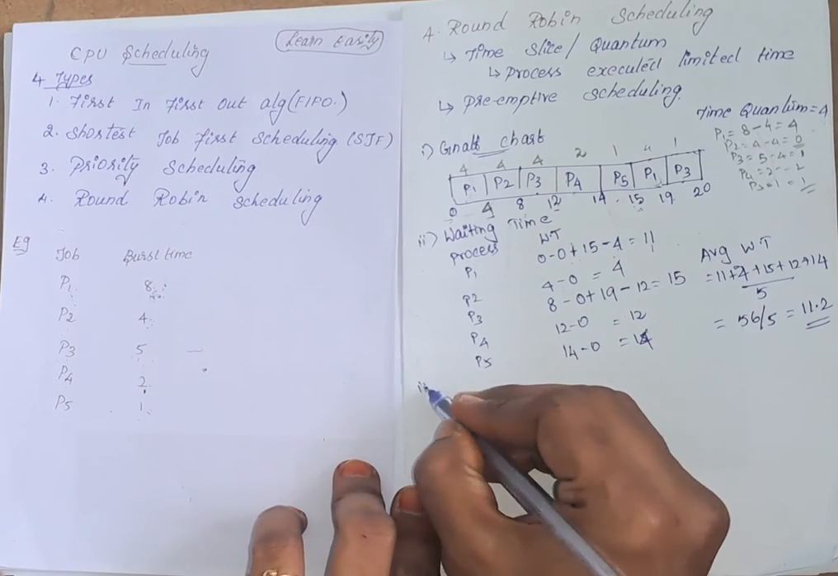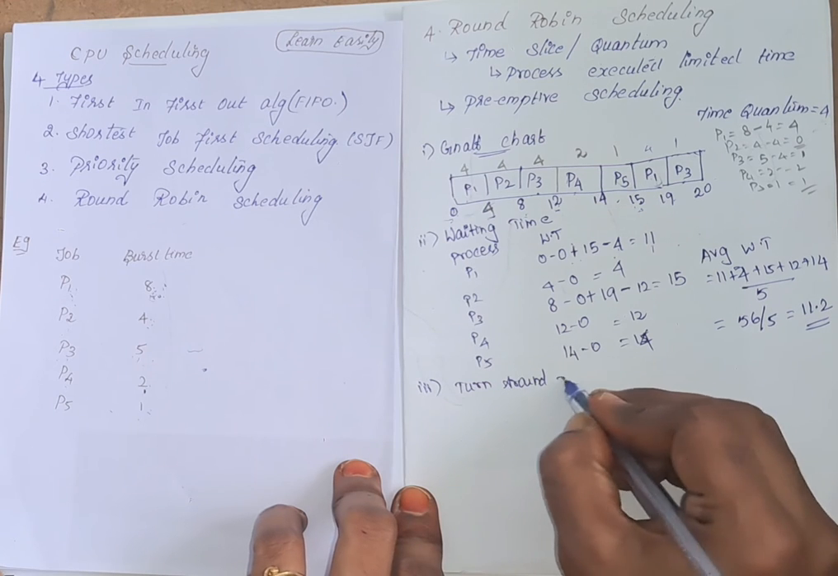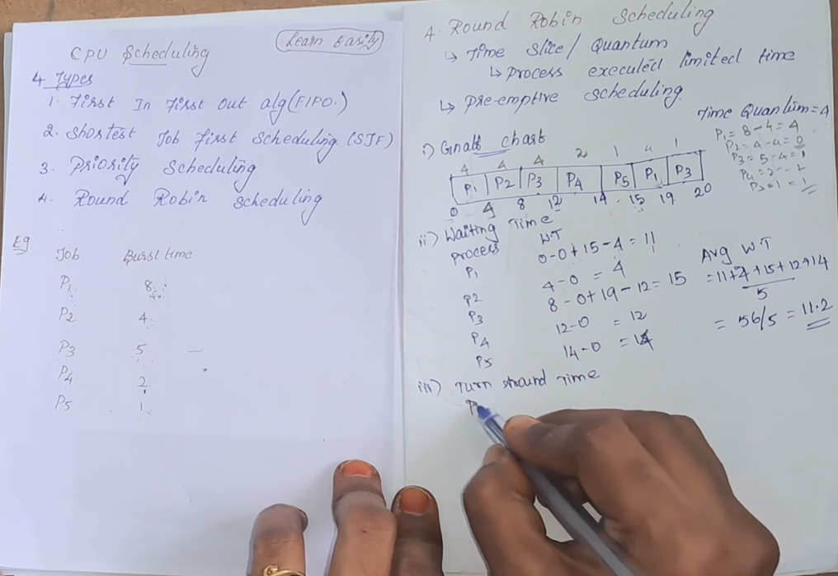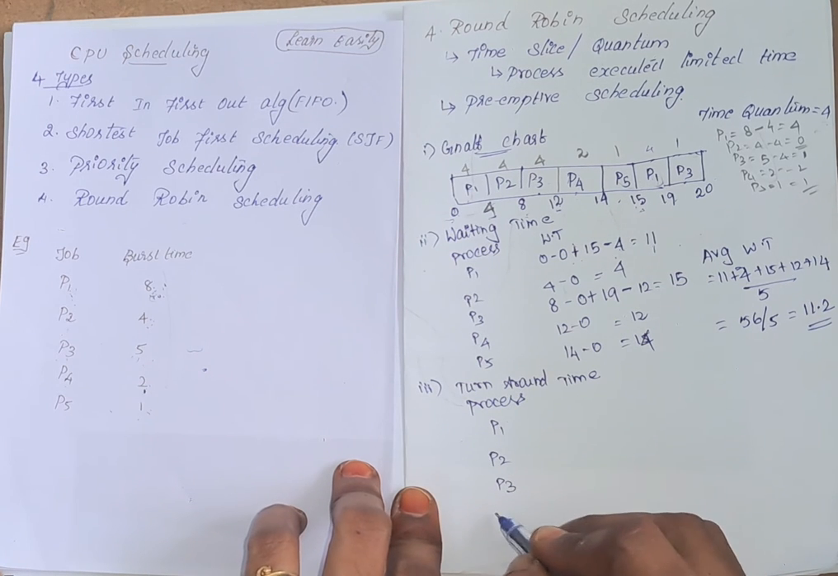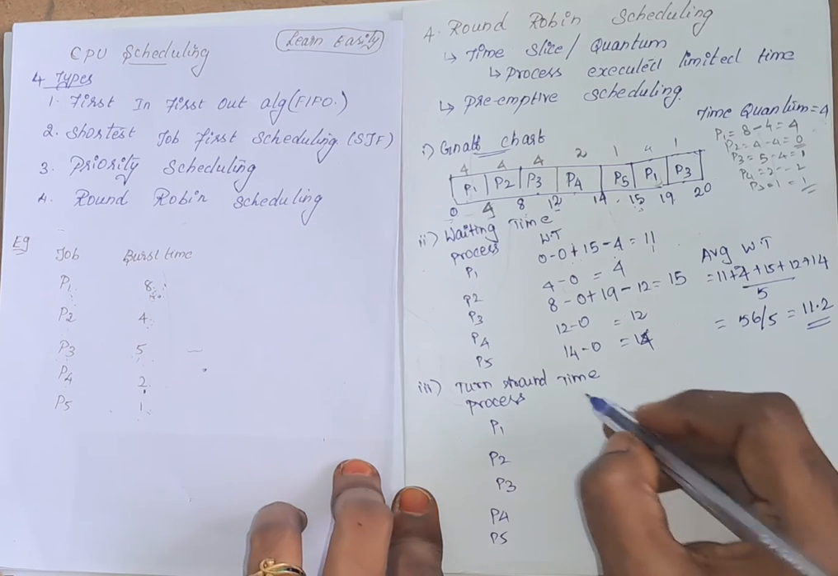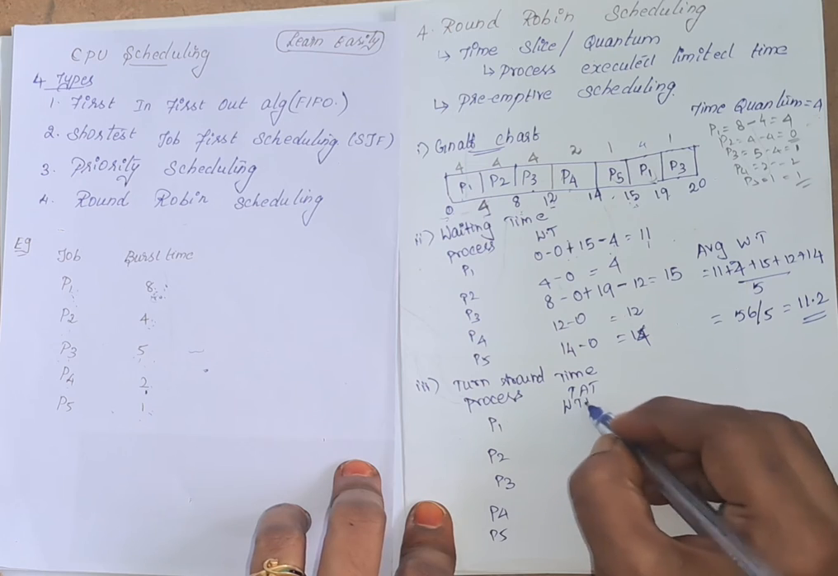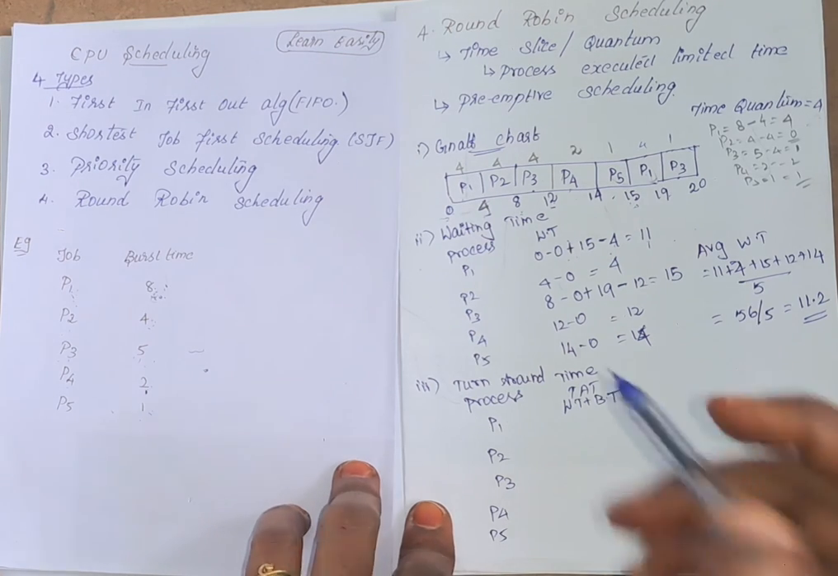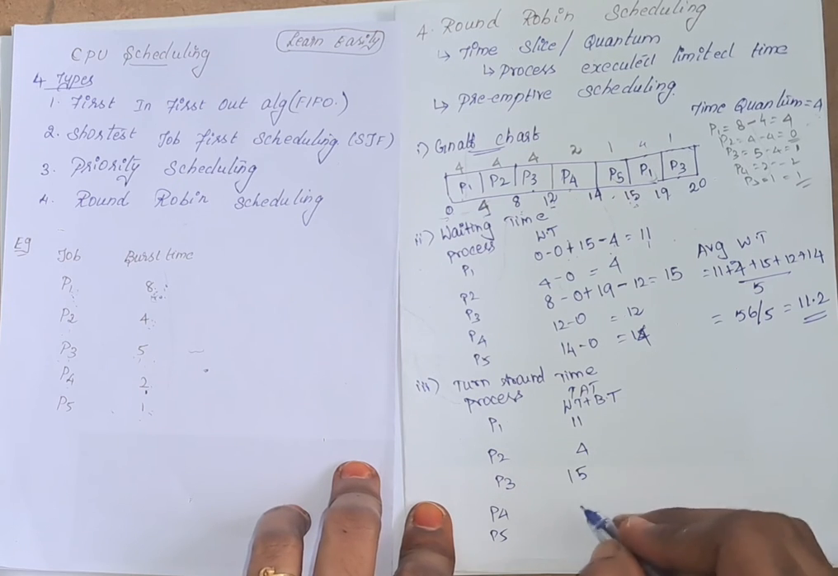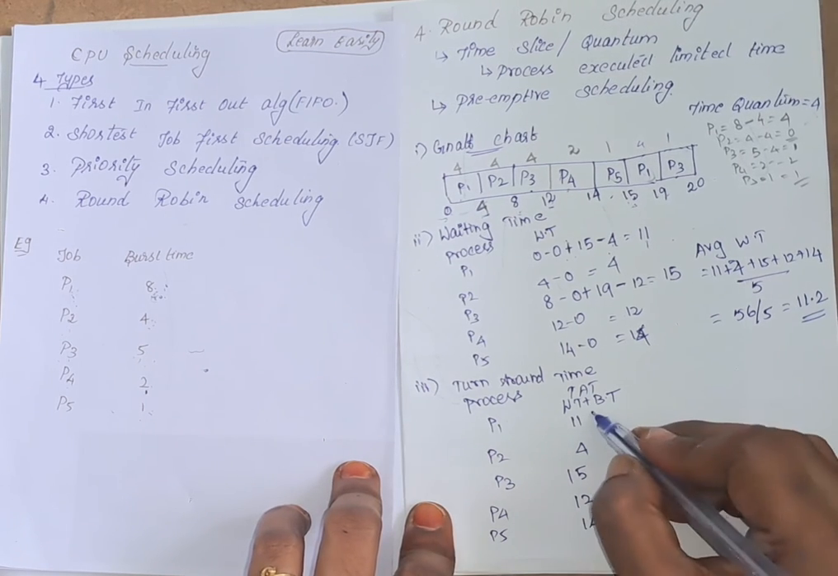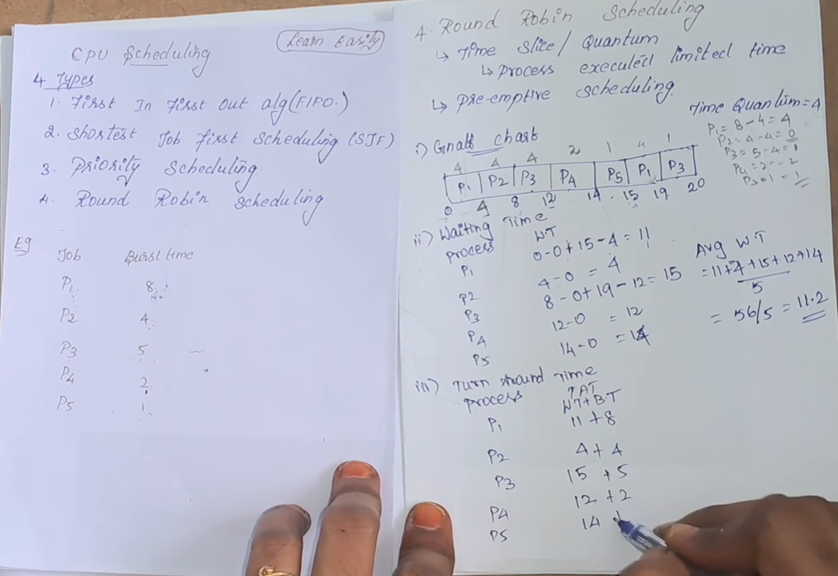Next is our turnaround time. This will be as easy as the previous one, we just add our burst time and waiting time. So for P1, P2, P3, P4 and P5, turnaround time is waiting time plus burst time. The waiting times of these processes are 11 for P1, 4 for P2, 15 for P3, 12 and 14. Our burst times are 8, 4, 5, 2 and 1.